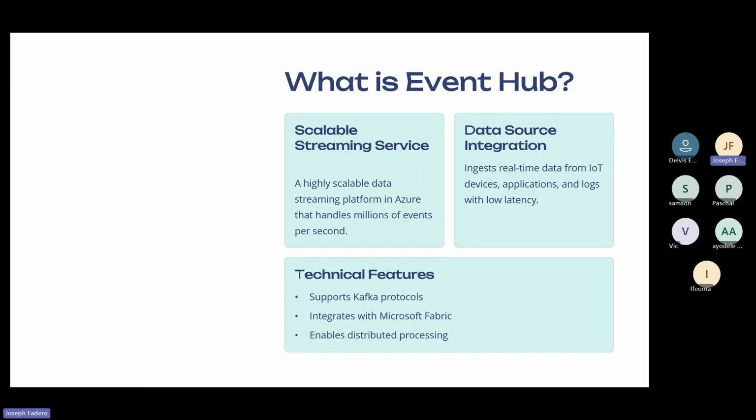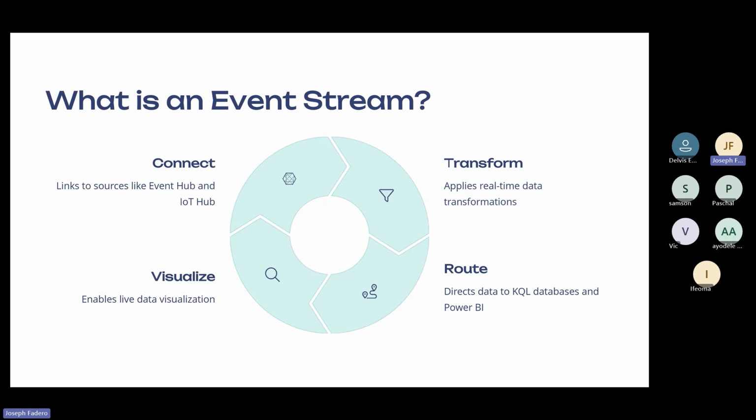So what is Event Hub? It's a scalable streaming service, a highly scalable data platform as well. Data is integrated from different sources for Event Hub, and you have technical features. It supports the use of Kafka and some other live data streams as well. That's what Event Hub helps to do. Like I said, I'll share this when it's slightly more polished.